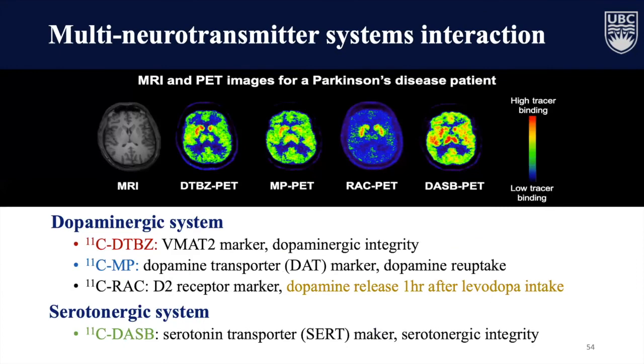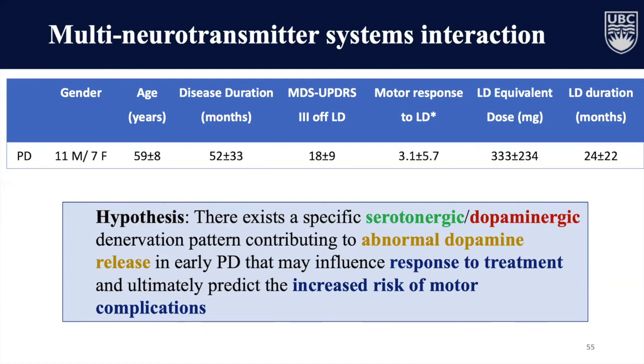So we scanned our patients 5 times with the DTBZ tracer, MP. Those two are presynaptic dopaminergic tracers, and then raclopride is a D2 receptor post-synaptic tracer, so it measures dopamine release. We measured dopamine release 1 hour after levodopa intake. And for the serotonergic system, we again used DASB. We scanned 18 early PD subjects in total.